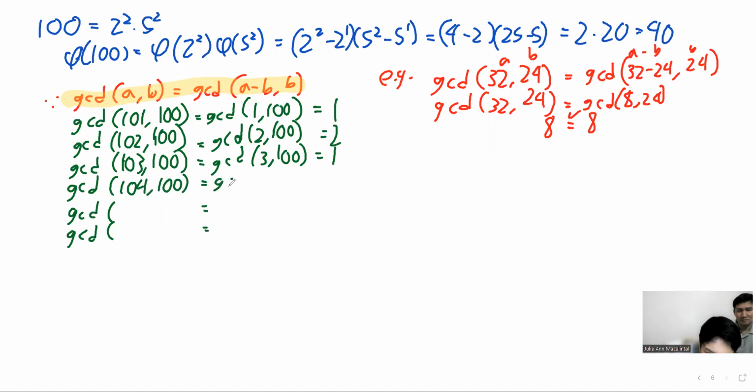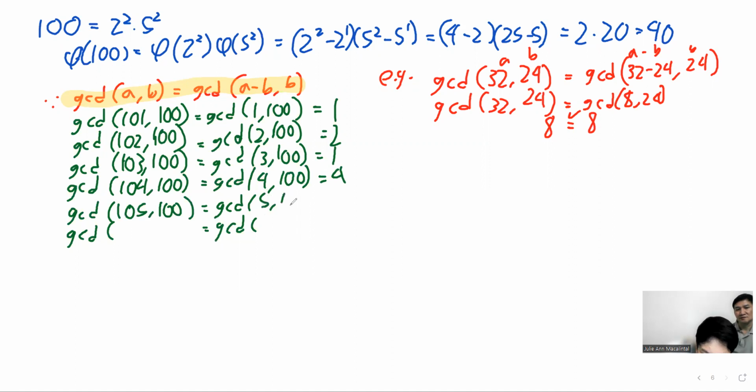GCD of 104 and 100 is equal to GCD of 4 and 100, which is 4. Oh wait, is it 4? Yes, it is 4. Then 105 and 100 is equal to GCD of 5 and 100, which is 5.